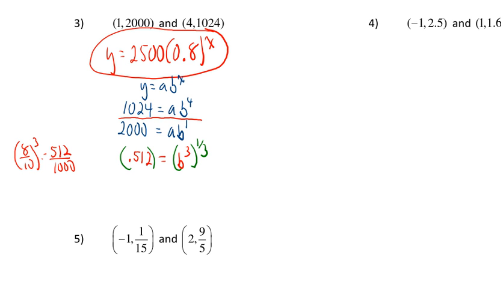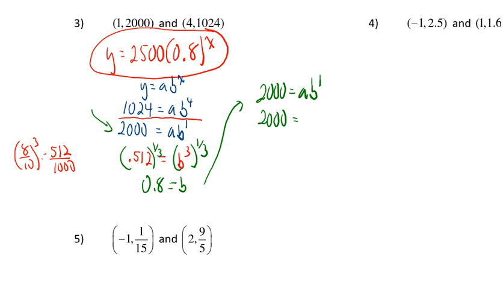And then I like this bottom equation to plug into because b is already by itself. Well, b is already to the first power, so I don't have to raise b to a power. So when I plug into 2,000 equals a times b to the first power, it's just 2,000 equals a times 0.8. And I'm going to divide both sides by 0.8 to get my a.